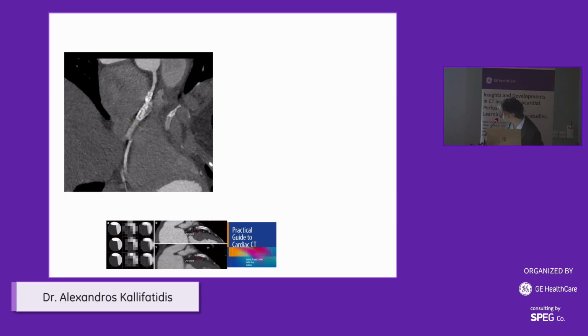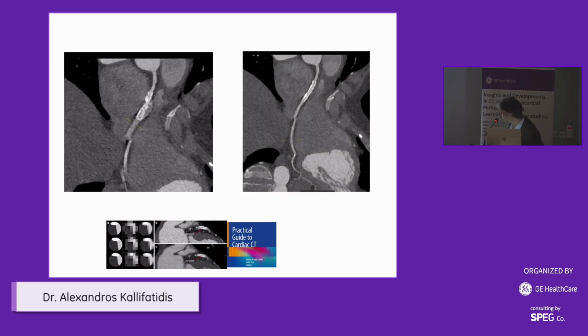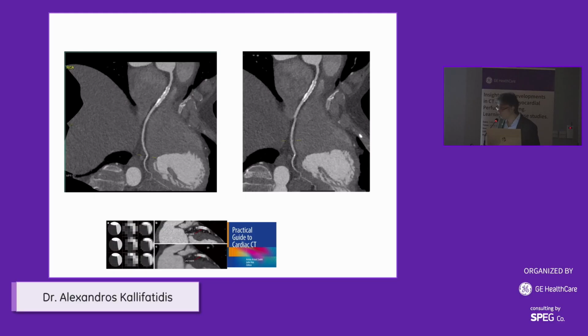We can see this artifact also due to some arrhythmia, but with a dedicated protocol and a dedicated reconstruction in this phase, we can assess the stent. Still, we have some artifact here, but with another phase, we can overcome also this artifact and nicely assess the coronary artery.